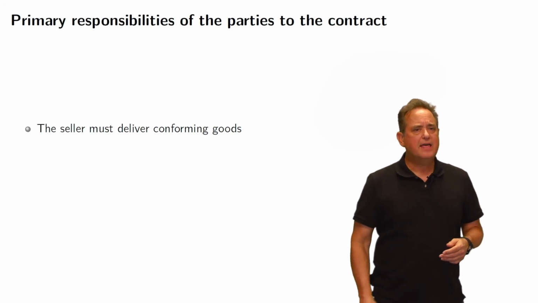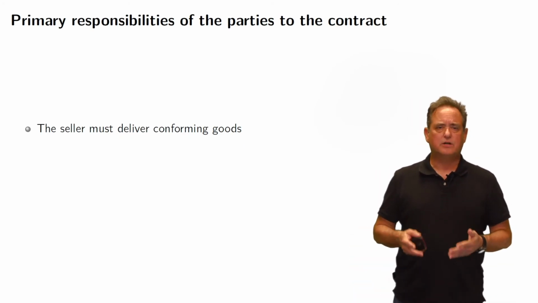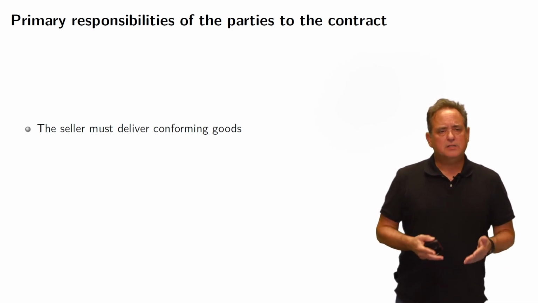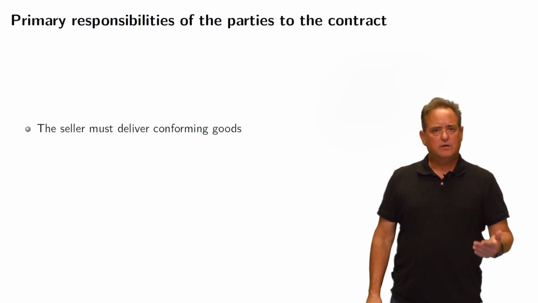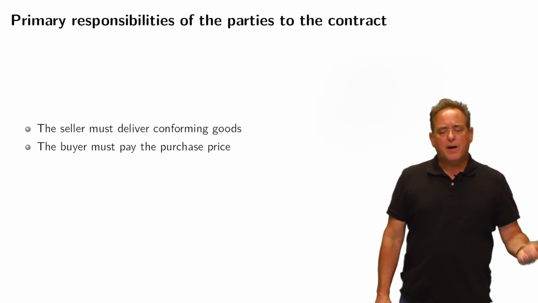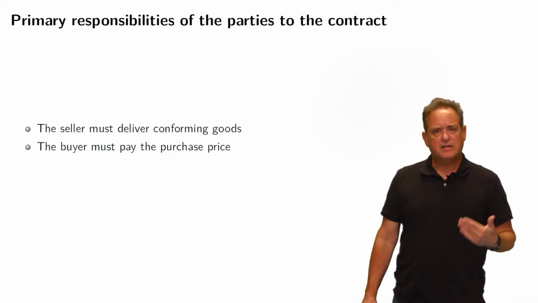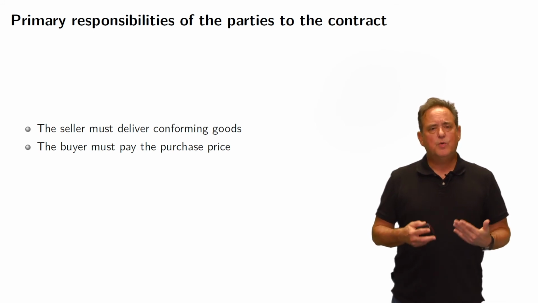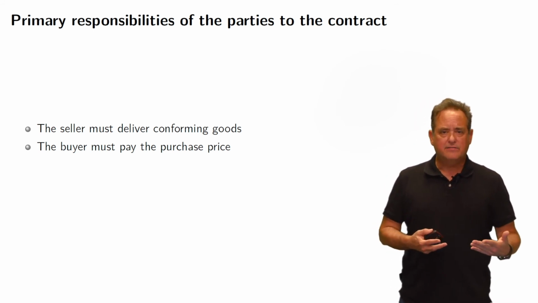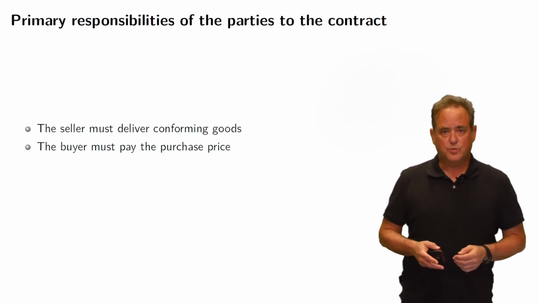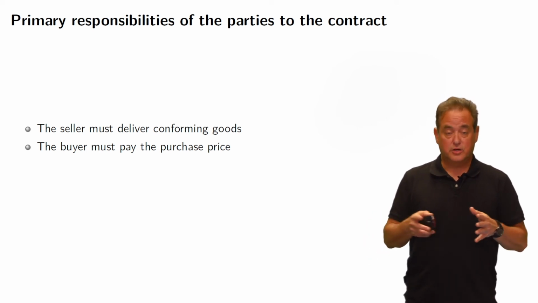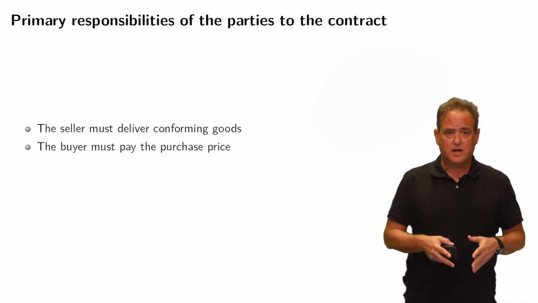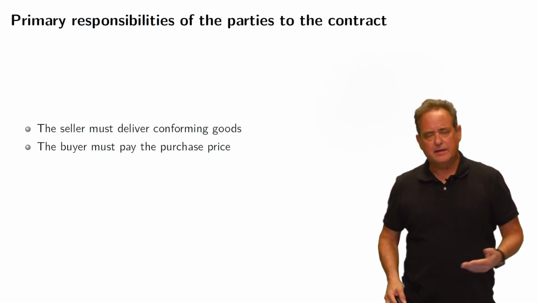So we'll start with performance of the contract. And we said that each party to a contract has certain responsibilities. The responsibility of the seller is to deliver conforming goods. The buyer must pay the purchase price. These are the two expectations that each side will have at the onset of any contractual relationship based on the sale of goods. The seller's going to deliver the goods. The goods are going to conform to that which was anticipated in the contract. And then the buyer will pay for the goods.